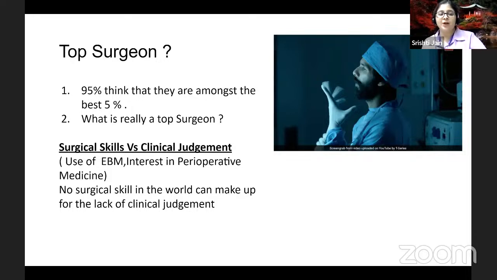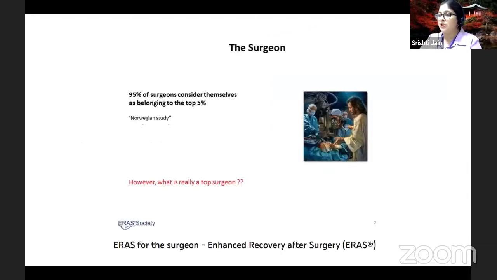So maybe it's a kind of self-fulfilling prophecy or mantra where you have to tell yourself, okay, I'm in the best 5% of surgeons and I have to perform very well, I have to save the lives of the patients. So the top surgeon has to feel that way. Let us understand how you call a surgeon a top surgeon. What matters most: surgical skills or clinical judgment? By clinical judgment, we mean the use of evidence-based medicine and interest in perioperative medicine. And the truth is that no surgical skill in the world can make up for the lack of clinical judgment.